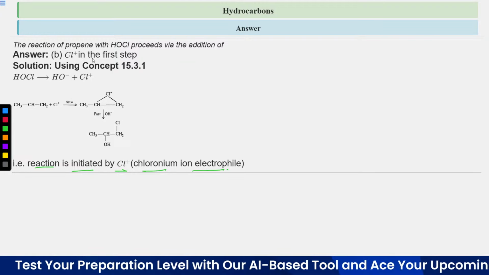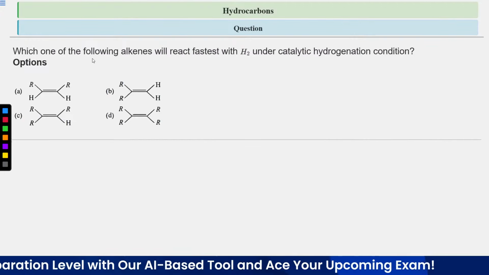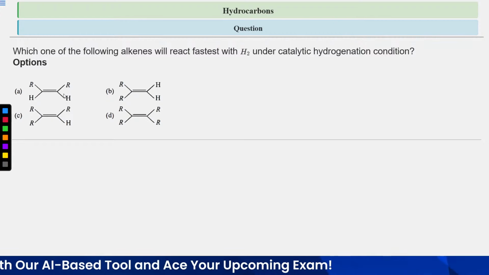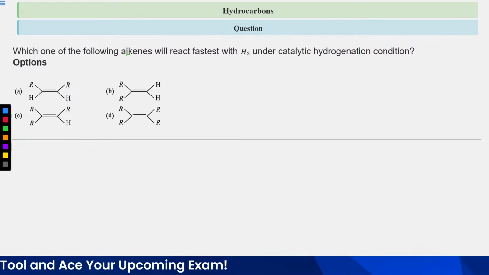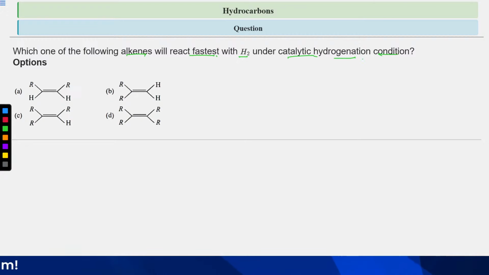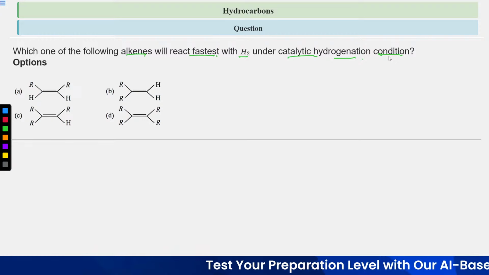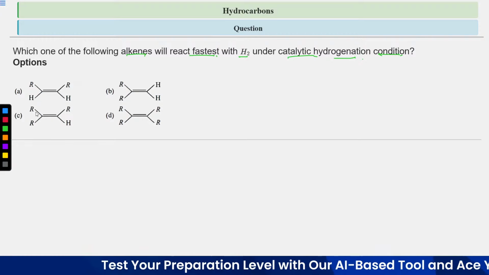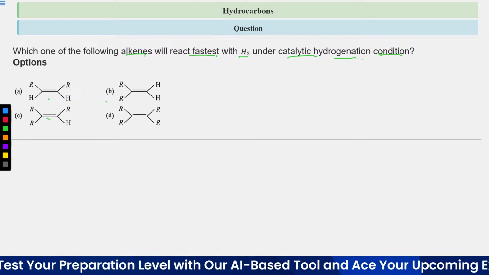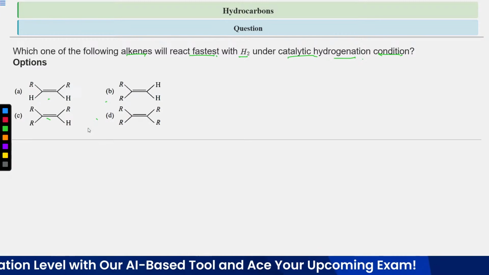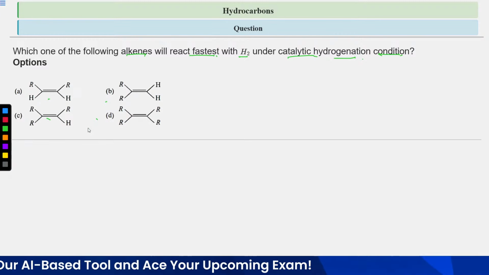Let's move on to the next one. Which one of the following alkenes will react fastest with H2 under catalytic hydrogenation condition? So we have been given some alkenes in the options, and the question is which alkene reacts fastest with the hydrogen molecule under the catalytic hydrogenation condition.